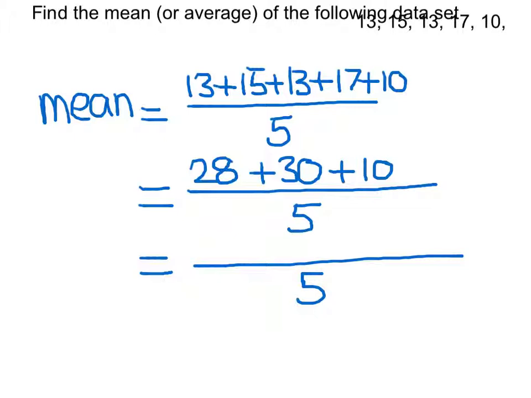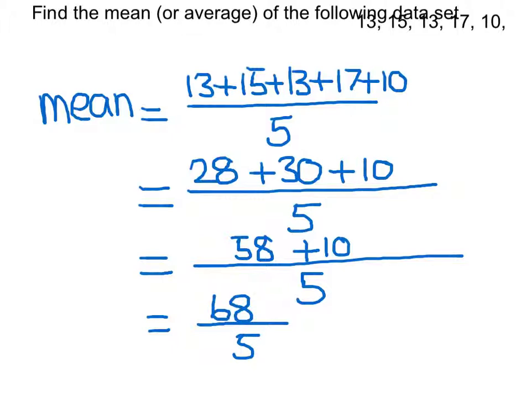So 28 plus 30 will give us 58, and we still have that 10 left over. So 58 plus 10 will give us 68. So all the addition on the top of the fraction is done. All we need to do now is divide by 5. Now you may need your calculator for this, but 68 divided by 5 will give us 13.6.